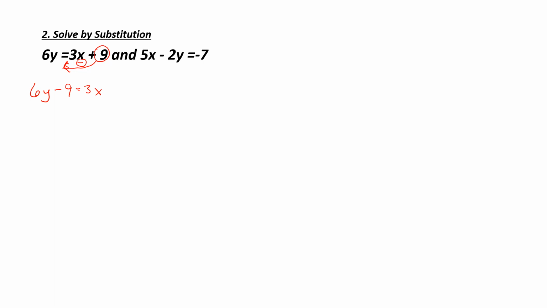I need to get x alone, so I'm going to divide both sides by 3, giving me x is equal to 6 divided by 3 is 2y, negative 9 divided by 3 is minus 3. Now, I'm going to take 2y minus 3, or whatever x equals, and I'm going to substitute it into the other equation for x. So that's going to give me 5 multiplied by 2y minus 3, minus 2y, equals negative 7.